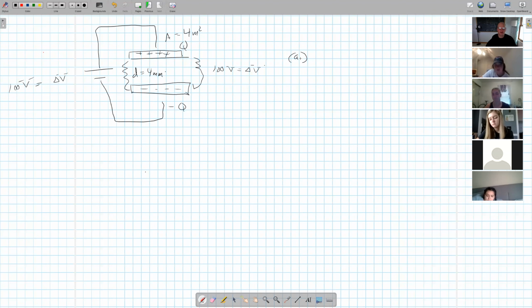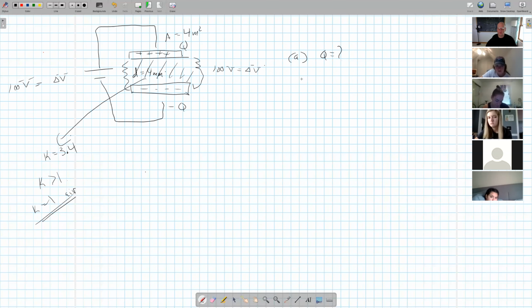Okay. So part A wants to know, what is the charge? Oh, and this is filled with a dielectric. Sorry about that. The dielectric has a dielectric constant equal to 3.4. One thing I should mention: dielectric constants will always be greater than 1. It's equal to 1 when it's air, so any other dielectric will have a dielectric constant greater than 1.